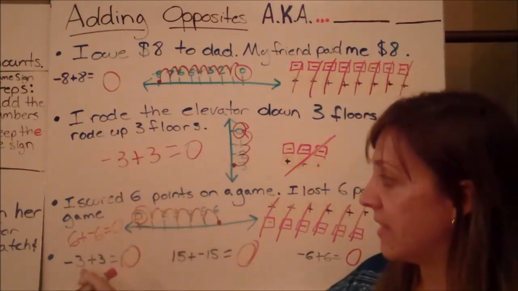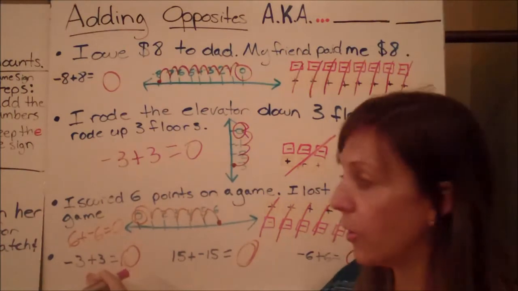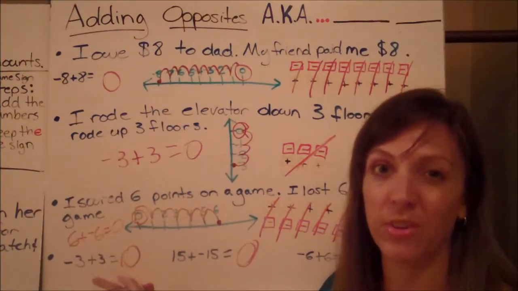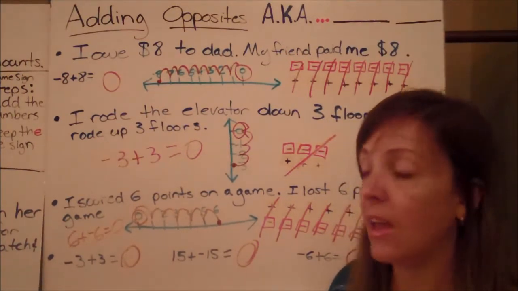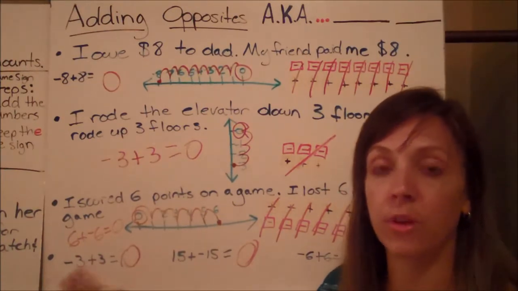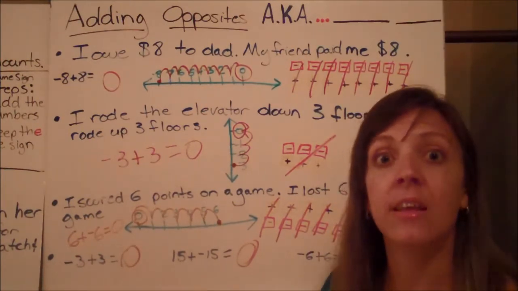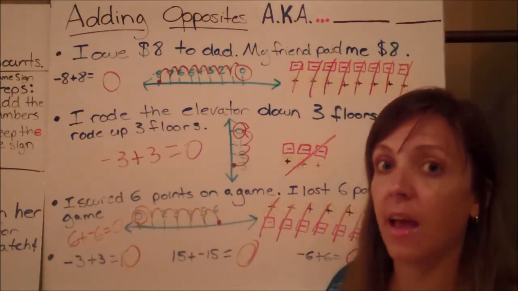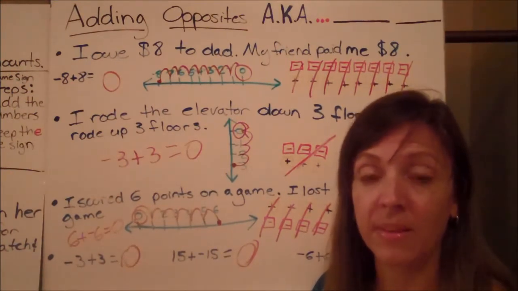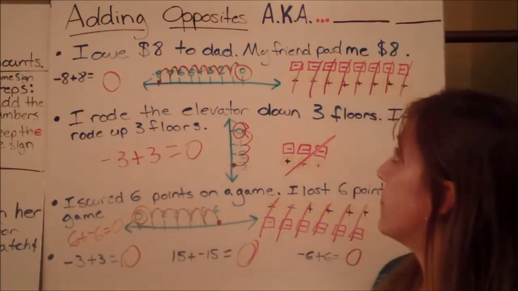Keep in mind that -3 is 3 away from 0 and +3 is 3 away from 0. They have the same absolute value. And because they have the same absolute value on opposite ends of the number line, and we're adding them, they're going to end up becoming 0 and canceling each other out.